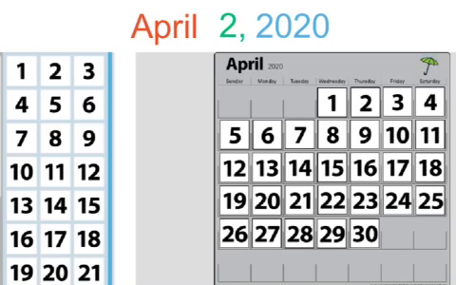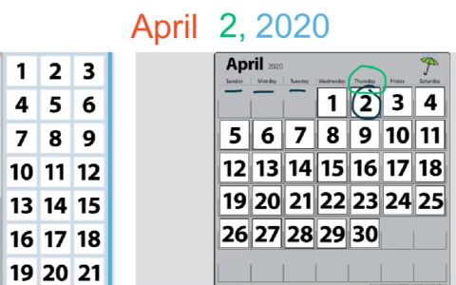Next, let's look at April 2nd on our calendar. We can see the second day right here. What day of the week is April 2nd? Look at the days of the week up here to help you if you need. If you said Thursday, you're correct. April 2nd is a Thursday.